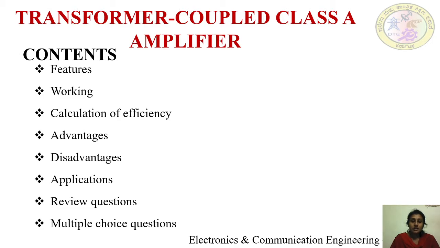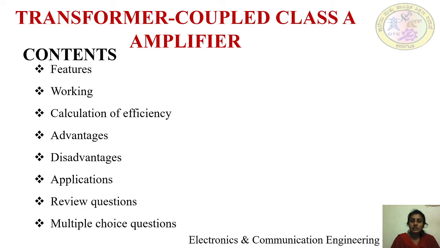So what is a series fed class A amplifier? It is also known as fixed bias or single-ended power amplifier. Why is it called single-ended? Because at the last stage of the amplifier we are using only a single transistor. And the maximum efficiency of the class A series fed amplifier is 25%.